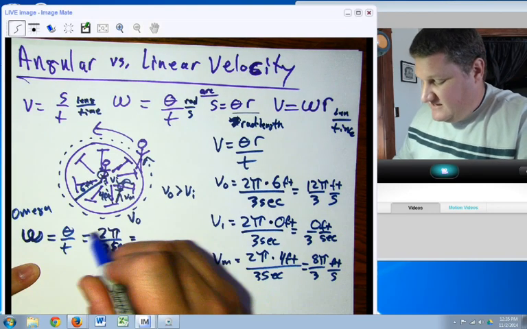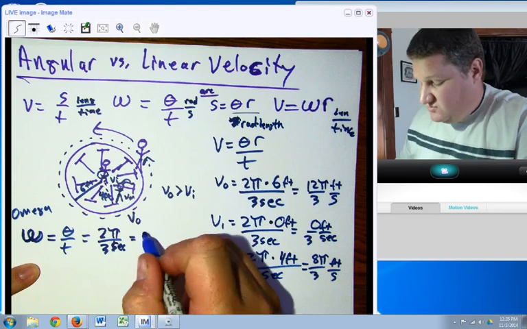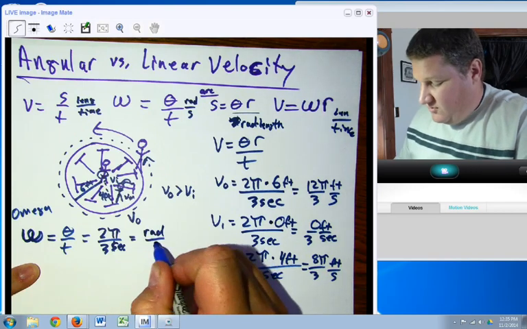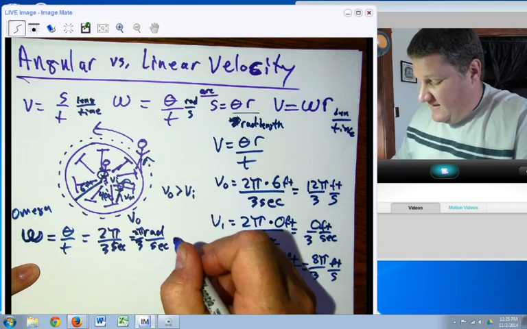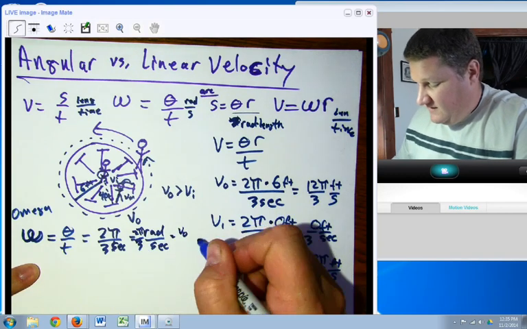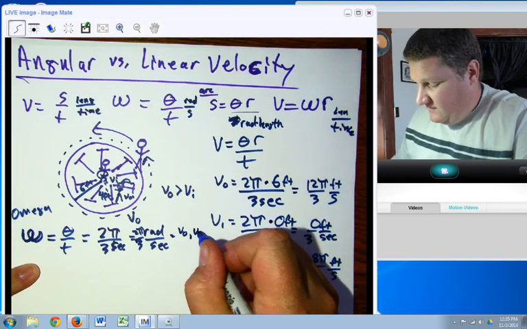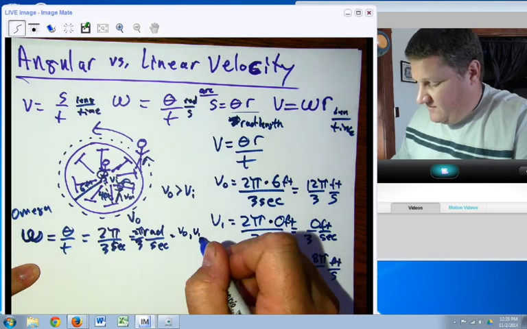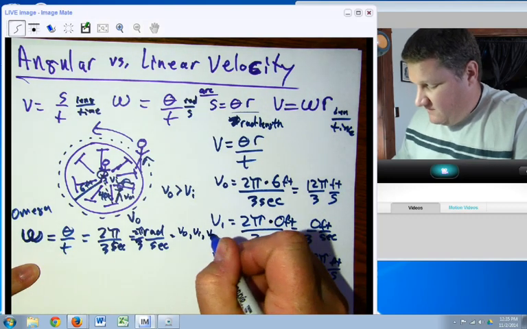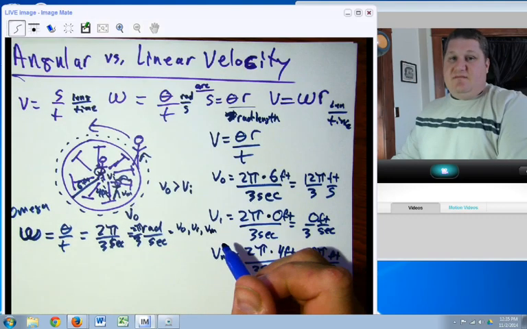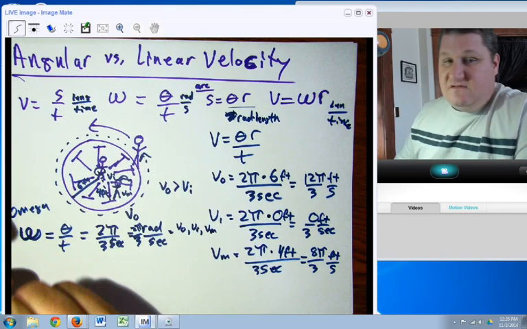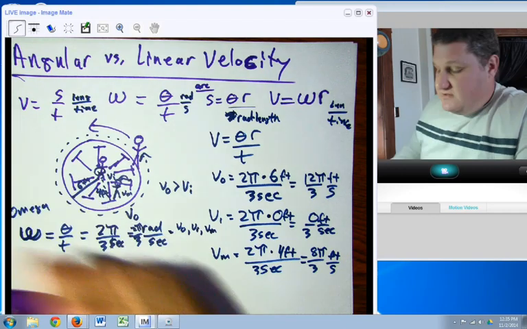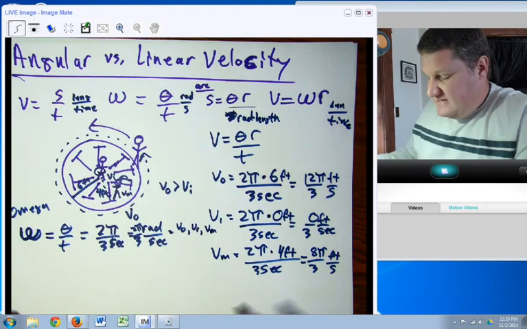And in this case, you'll notice there's no feet up here, so it's radians per second, and it's 2 pi over 3. And that's true for the person on the outside, the person on the inside, the person in the middle. So it's all the same angular velocity, even though the linear velocity is significantly different. Now, let's build a couple of these formulas.